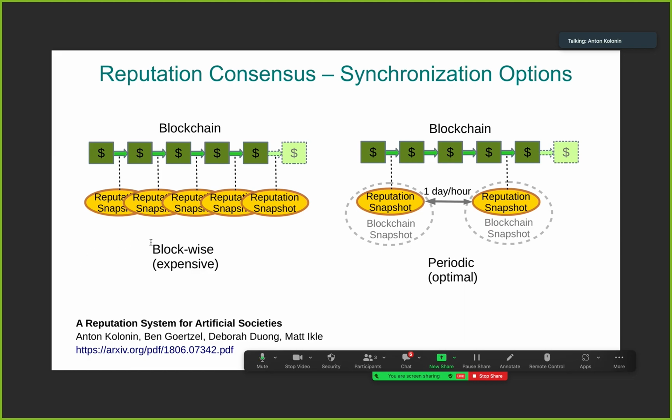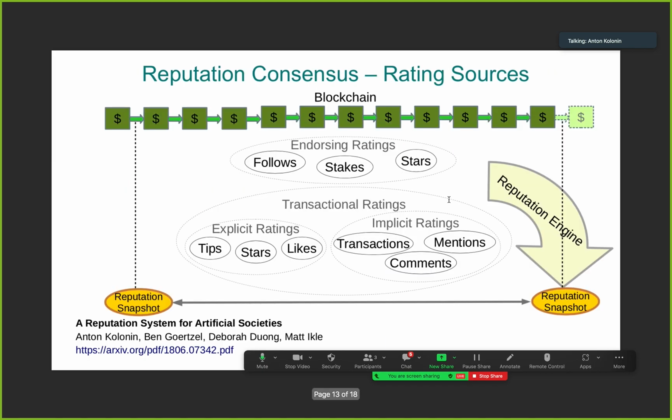We have considered a few different computation options. If you are implementing the blockchain consensus on a blockchain, you can compute what we call a reputation snapshot, or distribution of reputation of every participant in the network, either on every block, or you can do it periodically. If a new block in the chain is computed every few seconds or every minute, you can update the reputation snapshot less often, like once per day or once per hour.